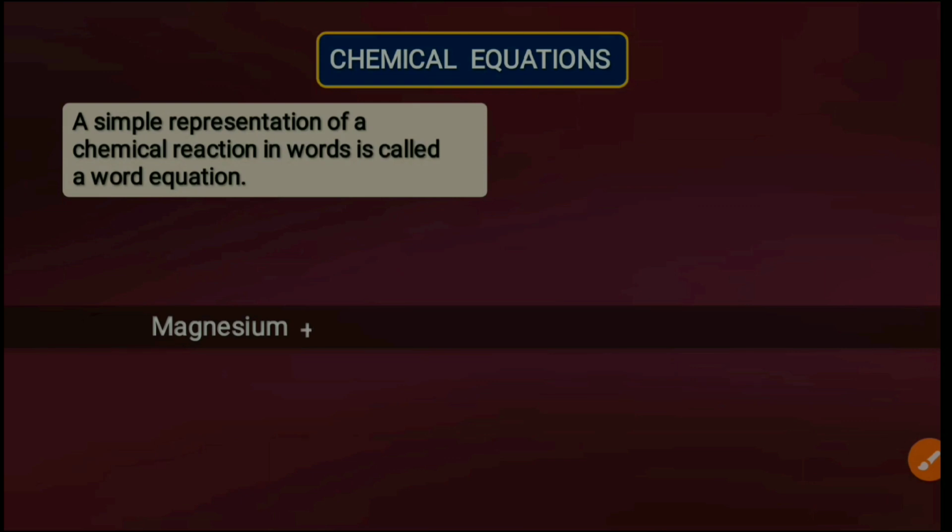All of you, I think you can see on our slide the statement: the magnesium ribbon is burned in the air to form magnesium oxide. See, this statement is a little lengthy, no? So we will reduce the statement to word form. What we have done is: magnesium plus oxygen equals magnesium oxide.